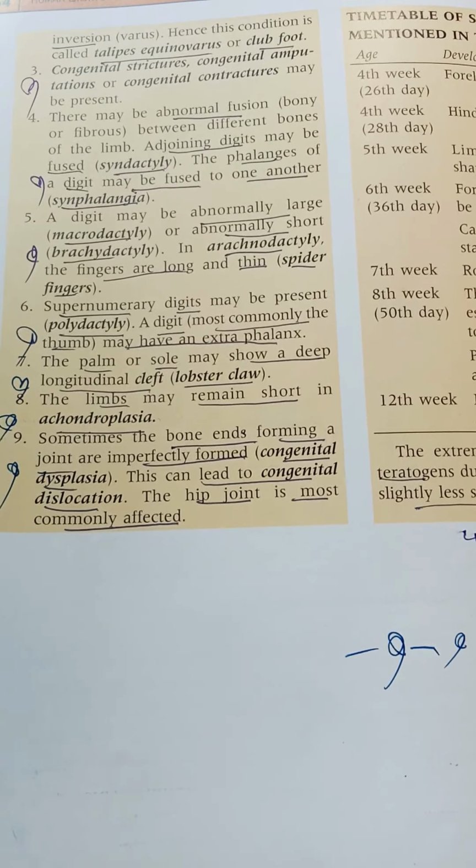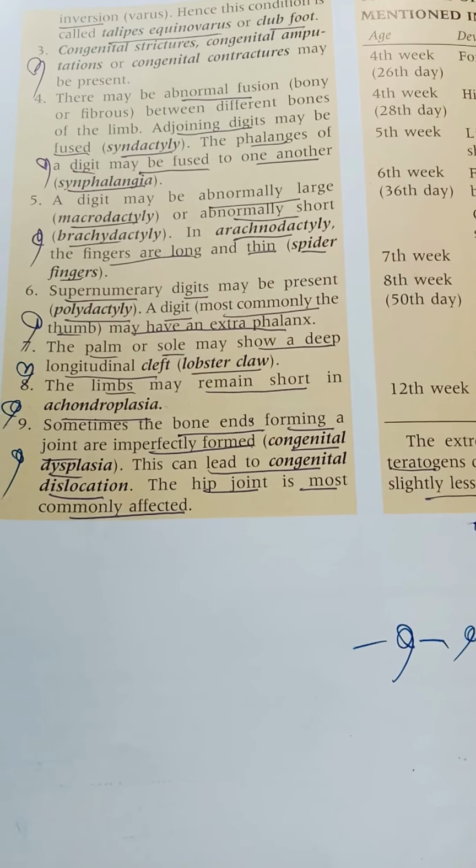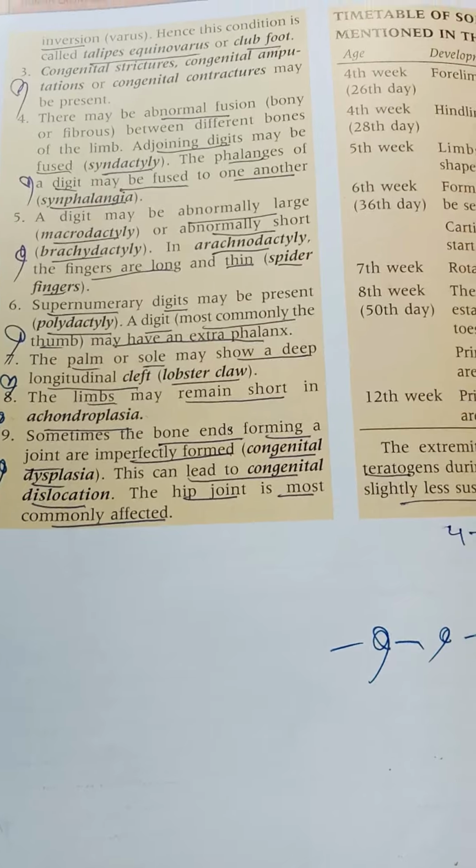Limbs may remain short in the case of achondroplasia. The bone ends forming a joint are imperfectly formed. Congenital dysplasia can lead to congenital dislocation. The hip joint is the most commonly affected.